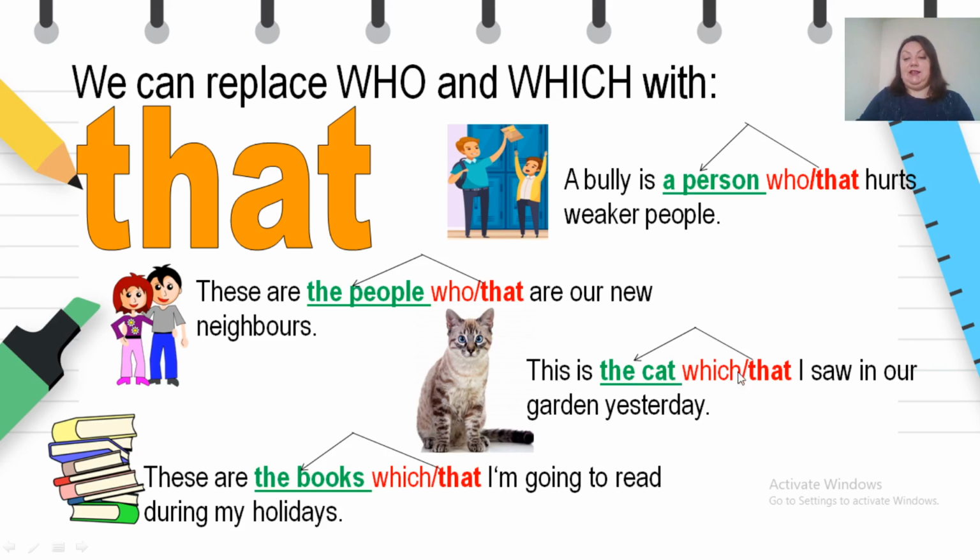This is the cat that I saw in our garden yesterday. These are the books that I'm going to read during my holidays. So the relative pronoun that can refer to people, objects, and animals.